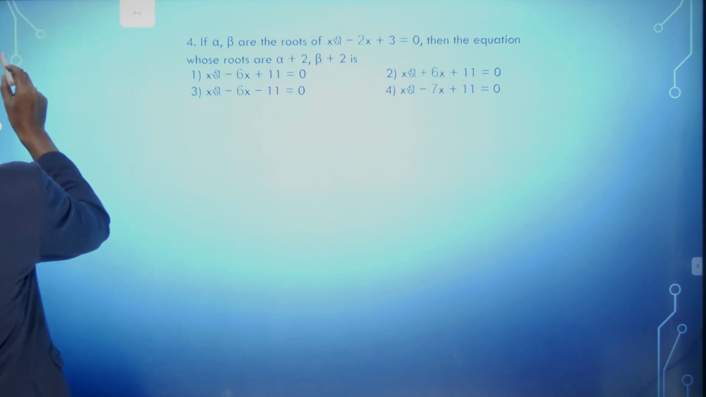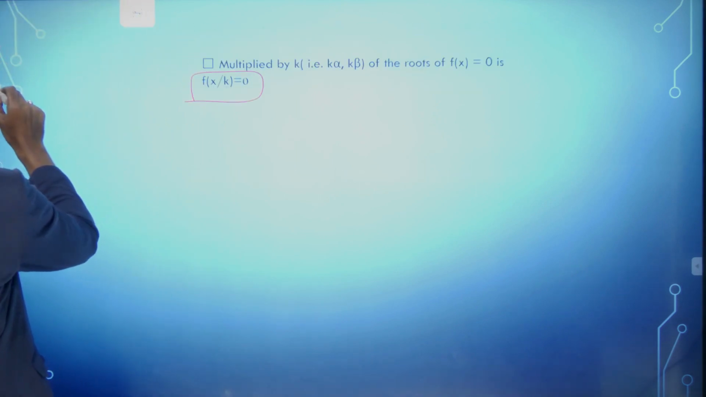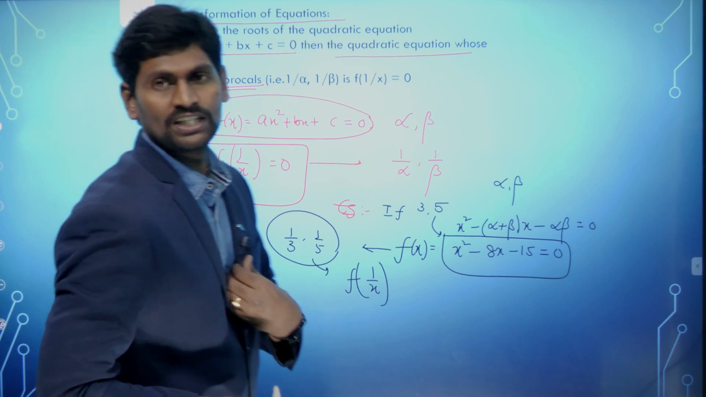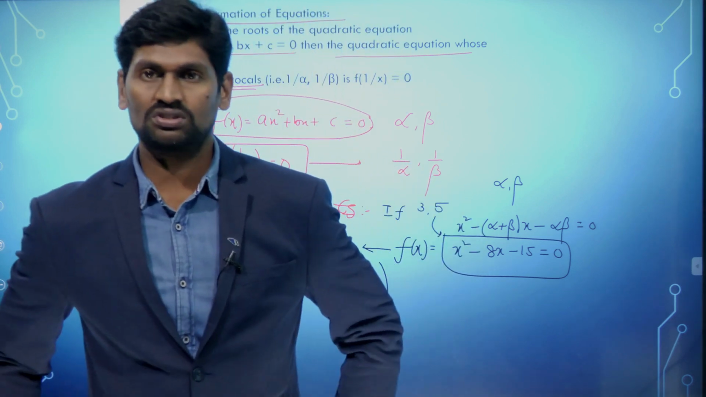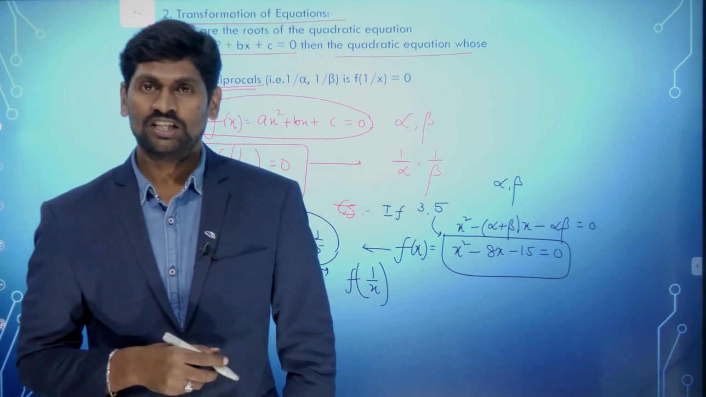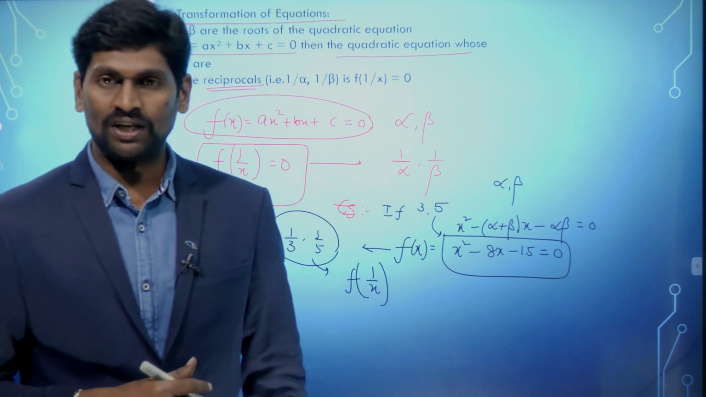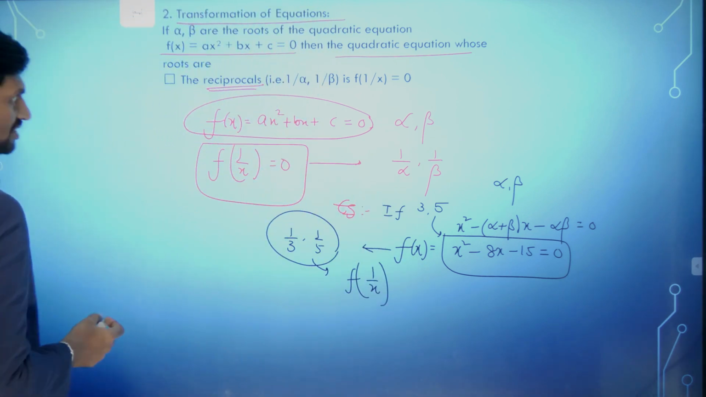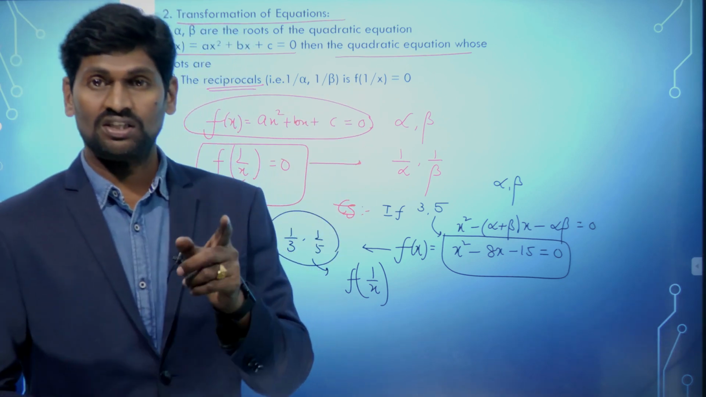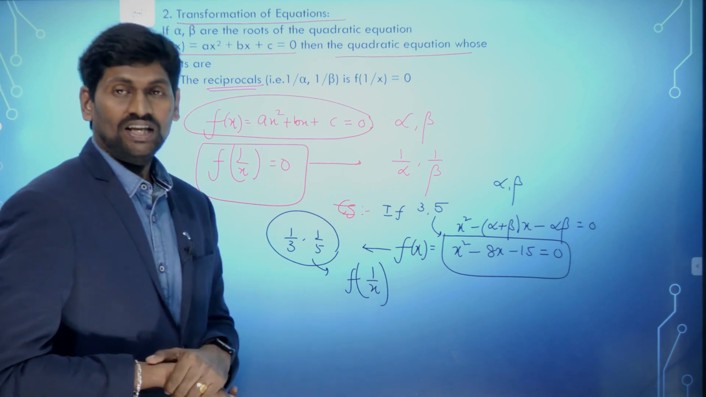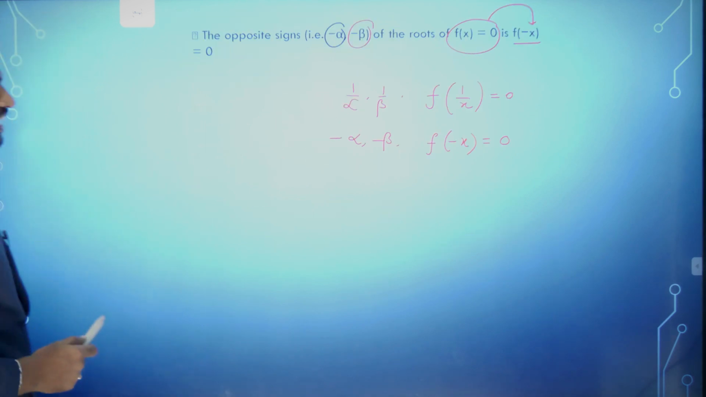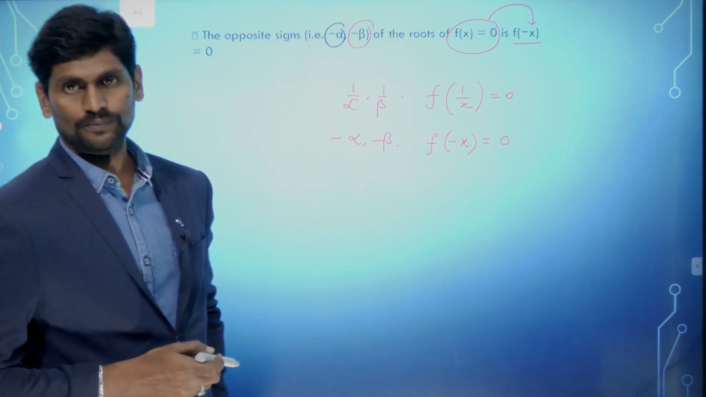Once revise. So mainly you remember this. If a plus b plus c equals 0, then what are the roots? 1 and c by a. If a minus b plus c equals 0, then minus 1 and minus c by a. And transformations: 1 by alpha, 1 by beta are roots, then the required quadratic equation is f of 1 by x. Same way, minus alpha, minus beta are roots, f of minus x equals 0.